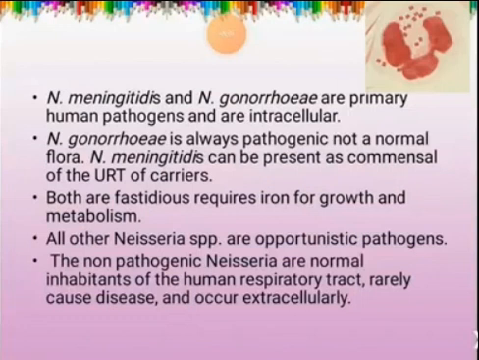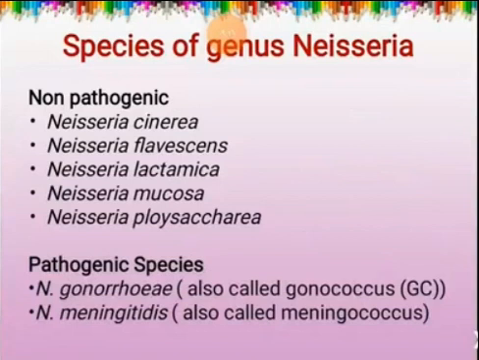Neisseria meningitidis and Neisseria gonorrhea are primary human pathogens and are intracellular, while the non-pathogenic species are extracellular, present in the extracellular part in the smear when we examine it under the microscope. The non-pathogenic species include Neisseria cinerea, Neisseria flavescens, lactamica, mucosa, and polysaccharea. The pathogenic species, we mentioned, are Neisseria gonorrhea and Neisseria meningitidis.